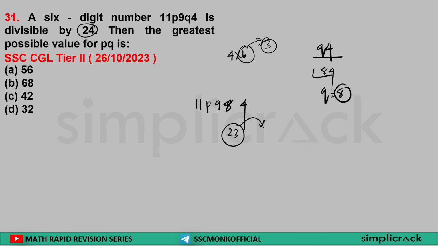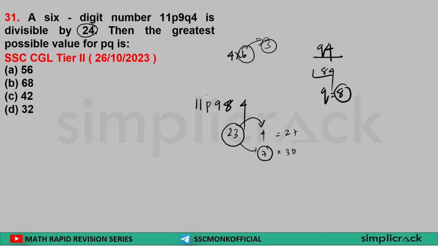Sir, 23. If I say P is equal to 4, I will get 27. It is divisible by 3. Sir, if I say 23 plus 7 is equal to 30, it is divisible by 3. Right? That means it is divisible by 6. Now understand this. I need to find the greatest possible value. Right? Now, what is the greatest value of P? Sir, 7. Because that is how it can be divisible by 24.